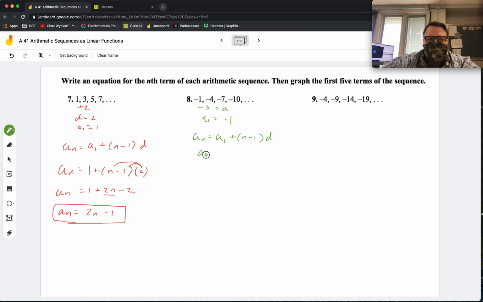And I'm going to plug in what I know. So A sub n equals A sub 1, which is negative 1, plus n minus 1 times D. And D is negative 3. So that should be a 1 right there. So I'm going to distribute the negative 3. So I get A sub n equals negative 1 minus 3n plus 3. So A sub n equals negative 3n. And then negative 1 plus 3 is plus 2.